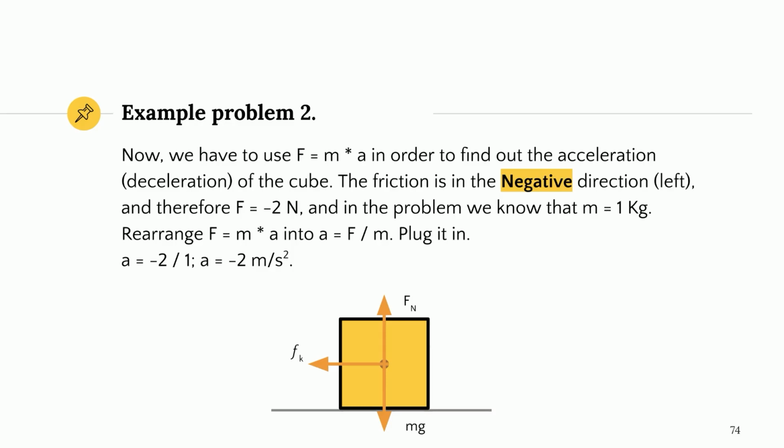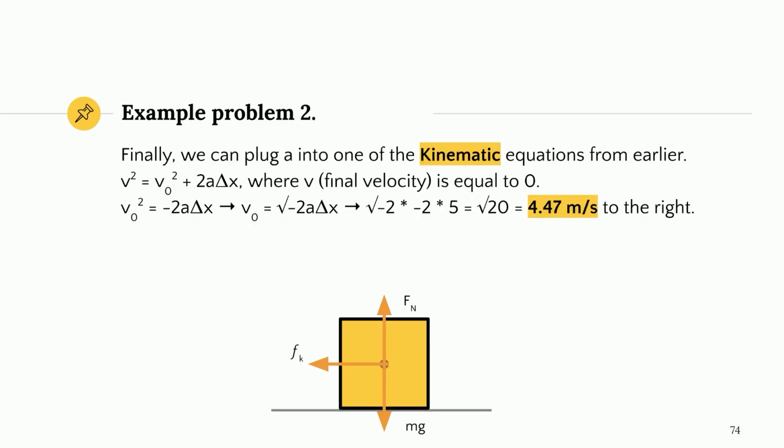Okay, time to go to the next slide. Finally, we can plug a into one of the kinematic equations from earlier. So v squared equals v naught squared plus 2a delta x, where v, the final velocity, is equal to 0. We have the final velocity, 0, the initial velocity, which is what we want, the acceleration, which we just found, and the displacement, which is 5 meters. So we plug them all in. v naught squared equals -2a delta x. This turns to v naught equals the square root of -2a delta x. We turn that into the square root of -2 times -2 times 5, which is equal to the square root of 20. So it's 4.47 meters per second to the right.